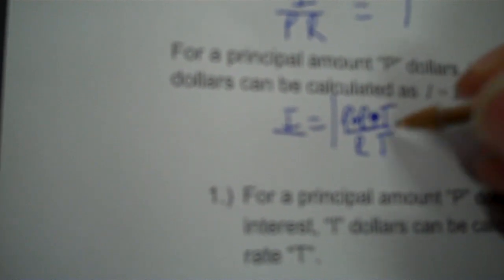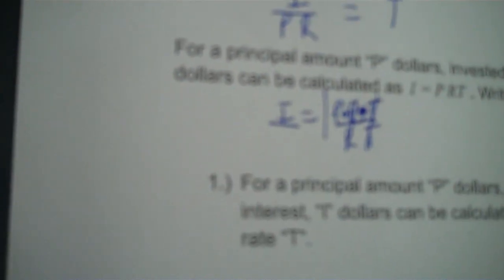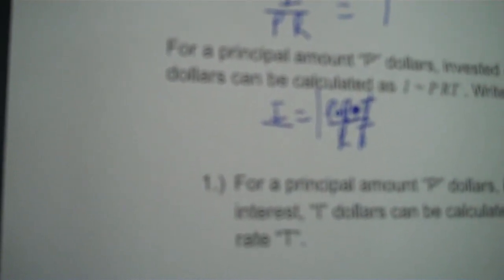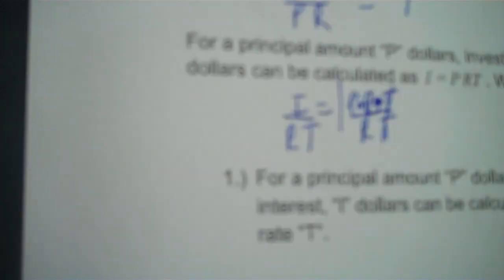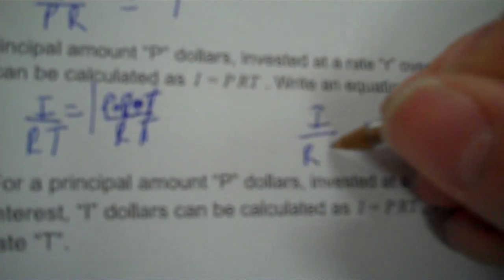I divide. Now P is what I want, so I need to divide by the factor of R and the factor of T so that those cancel, because division gets rid of multiplication. I want the P on one side by itself, then R, T. So now P is by itself. It's equal to I divided by RT.